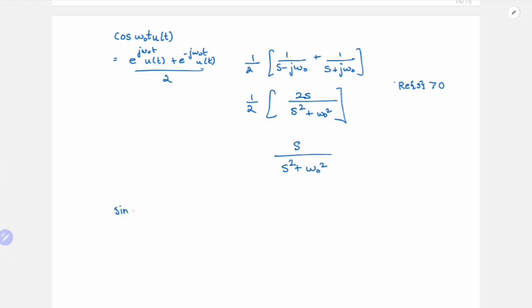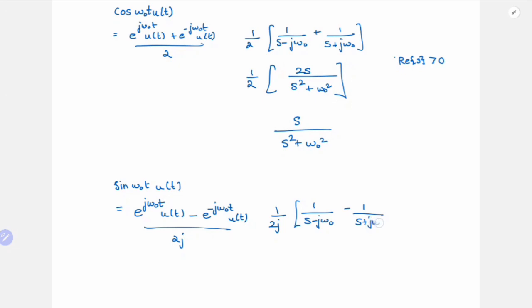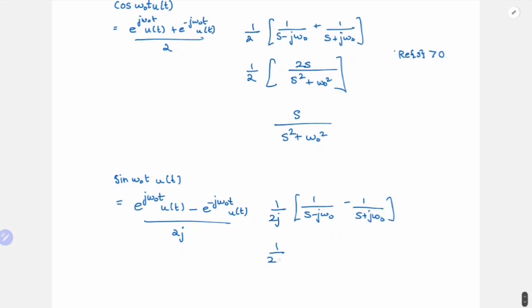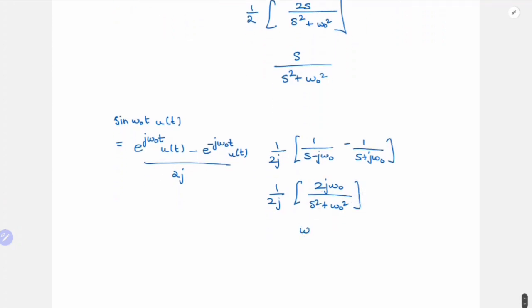Similarly for sine omega naught t u of t. So this is nothing but e power j omega naught t u of t minus e power minus j omega naught t u of t, by 2j. So here I have 1 by 2j into 1 by s minus j omega naught minus 1 by s plus j omega naught. So if you take the LCM and cross multiply, you will remain with 2j omega naught by s square plus omega naught square. So your 2j factor goes away, you get omega naught by s square plus omega naught square.